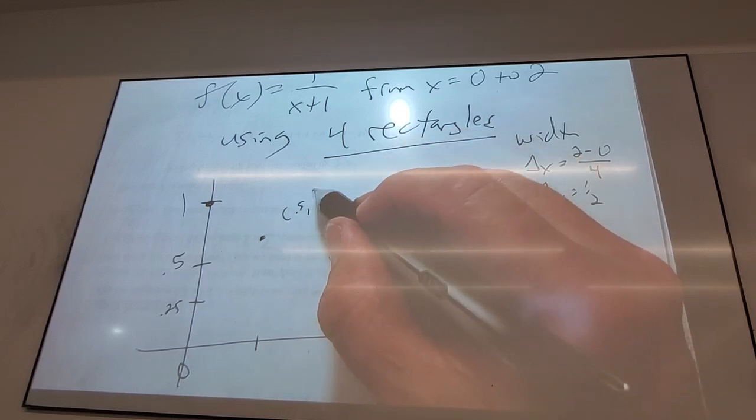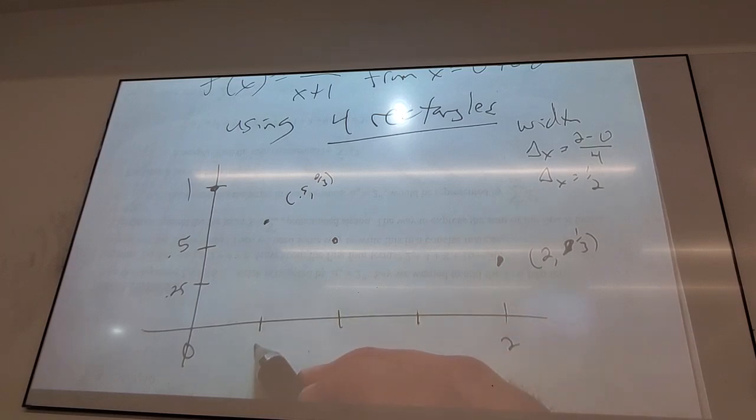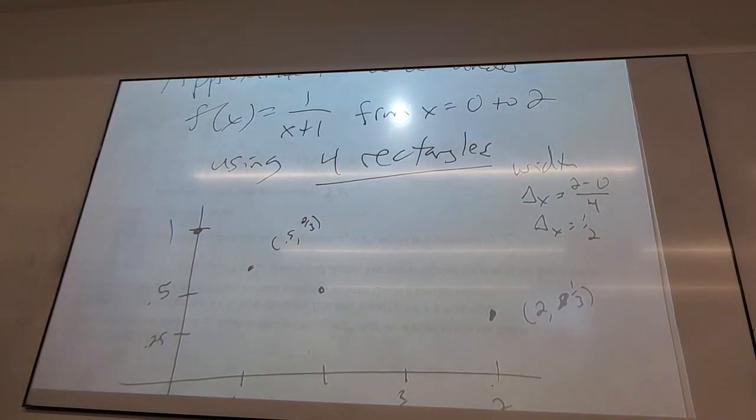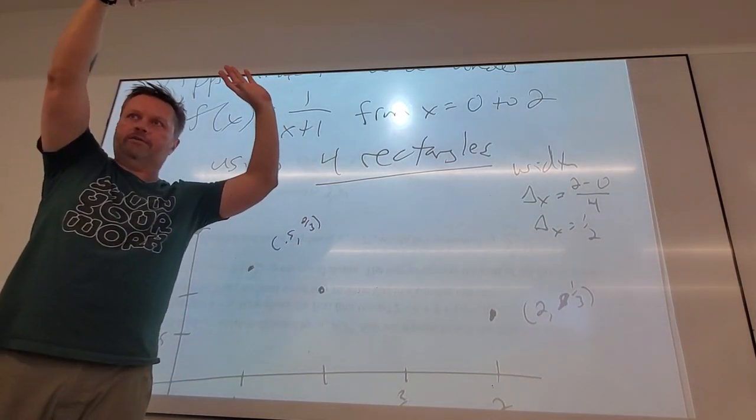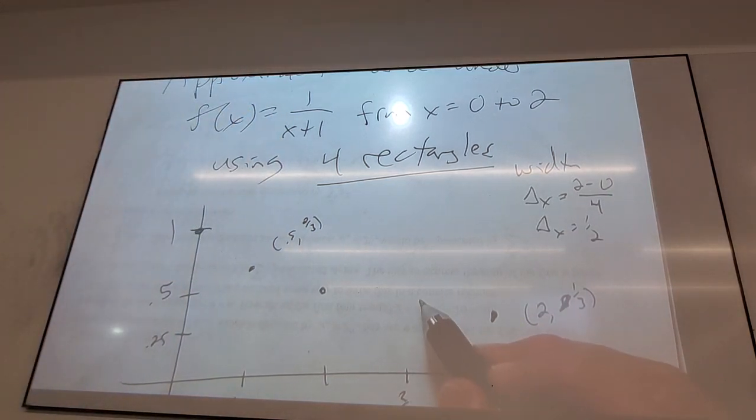What did we just say? 2/3. And when I put in, let me indicate these things. 1/2, 1. When I put in 3/2, what do I get? 2/5. Yeah, because 3/2 plus 1 is 5/2. 1 divided by that inverts it, so that's 2/5, which is 0.4, which would be about right there.